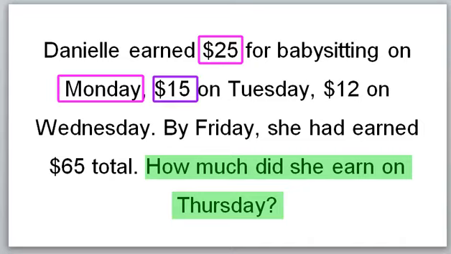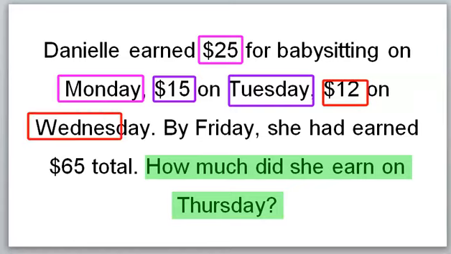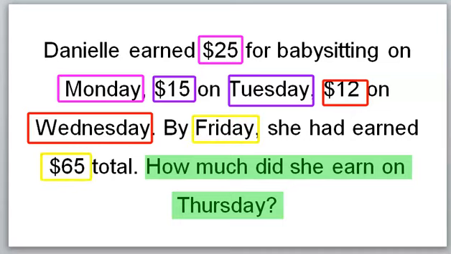she earned $15. On Wednesday she earned $12. And then it says on Friday, so by Friday, so Monday, Tuesday, Wednesday, Thursday, she earned some money. And then on Friday, she had a total of $65.